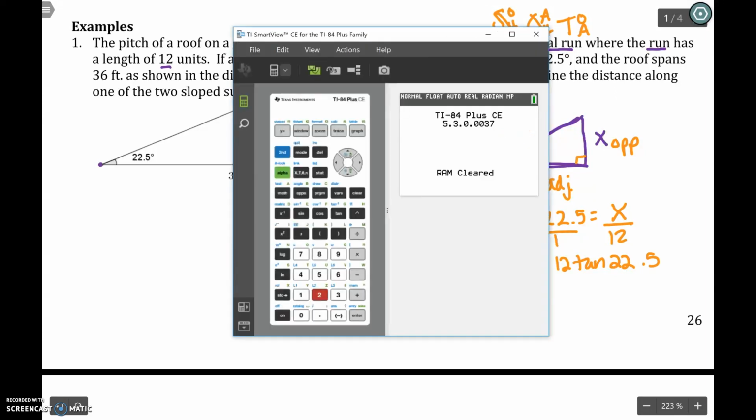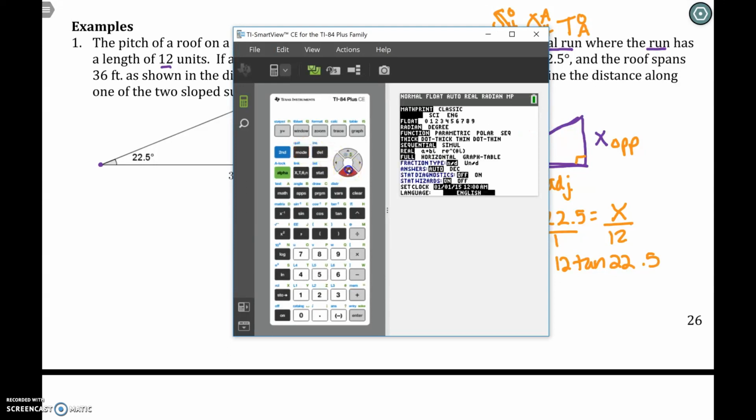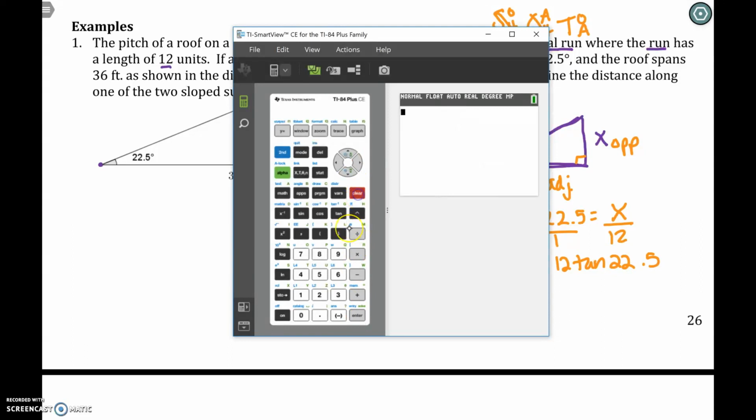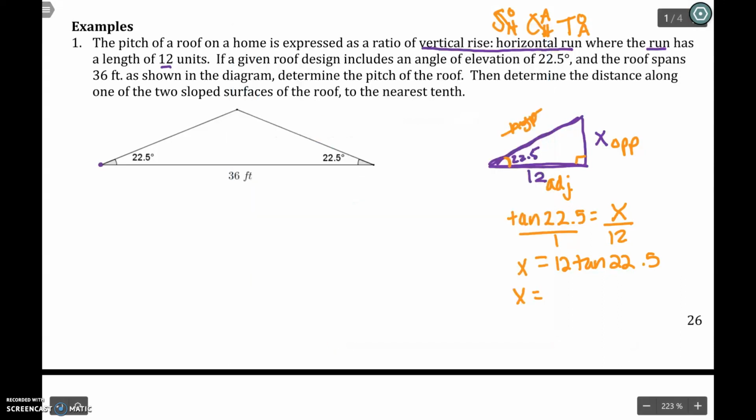Now, when I go to put that in my calculator, remember you need to be in degree mode. So go down to degree, highlight it and hit enter, and then you can clear it and use it. And we're doing 12 times tangent of 22.5, which would be 4.97, etc. Since they don't tell us to round, you can leave it in this form. This is the pitch.